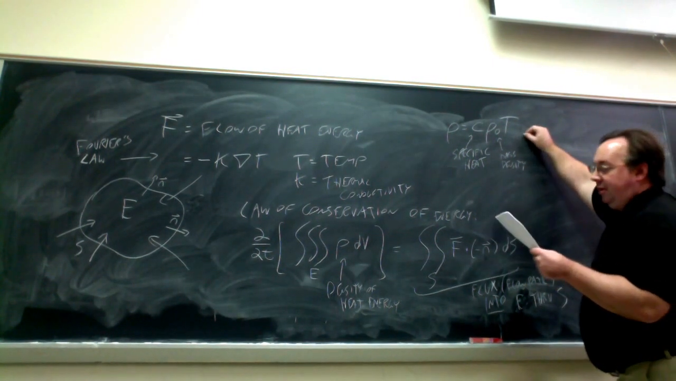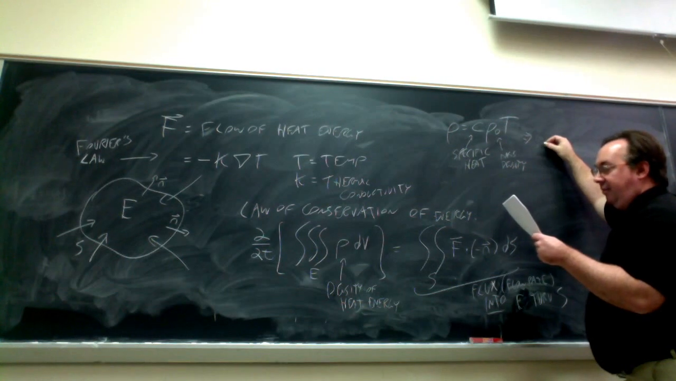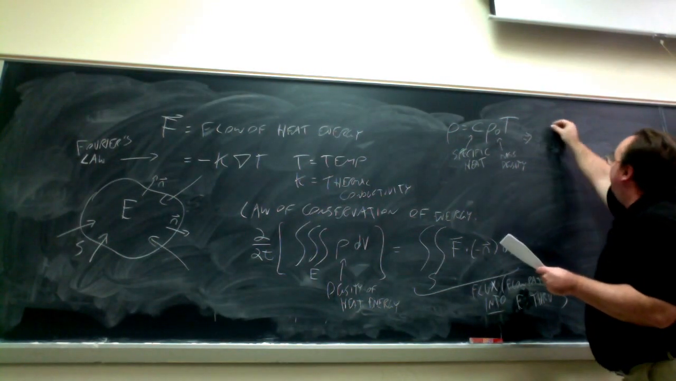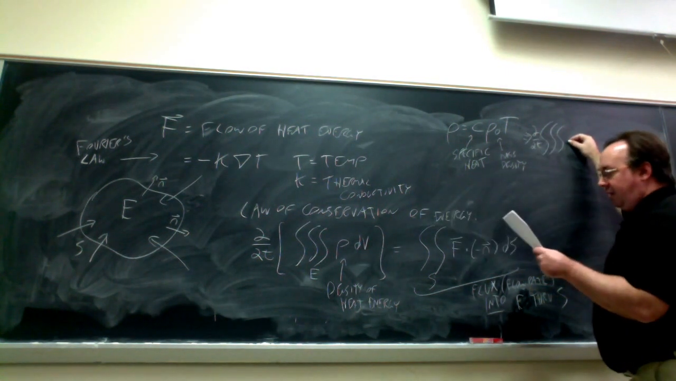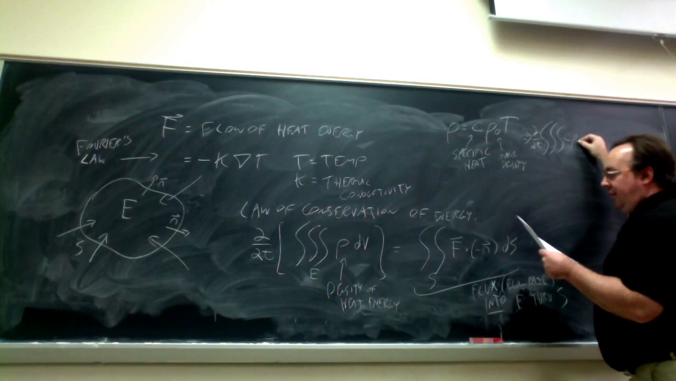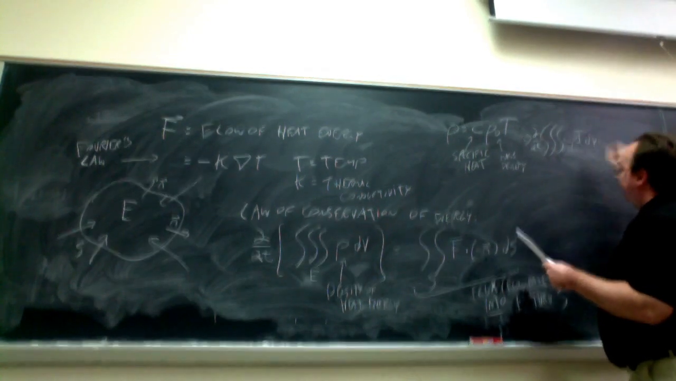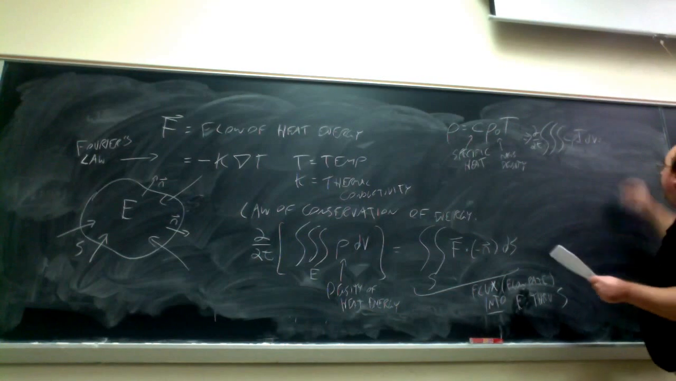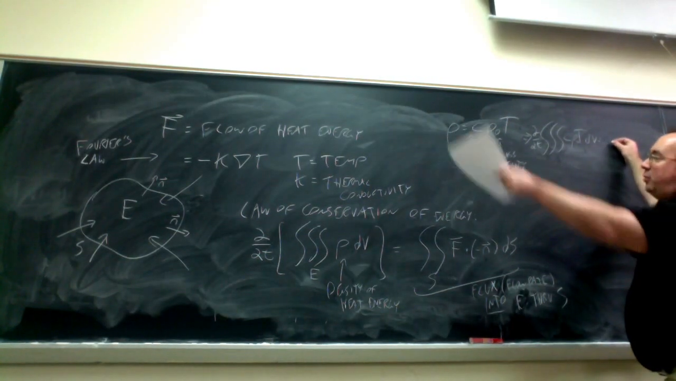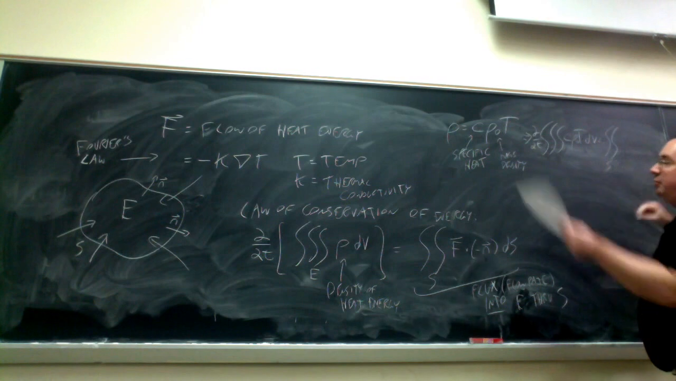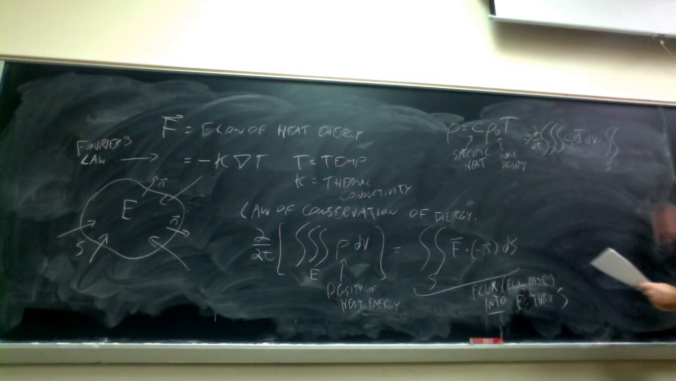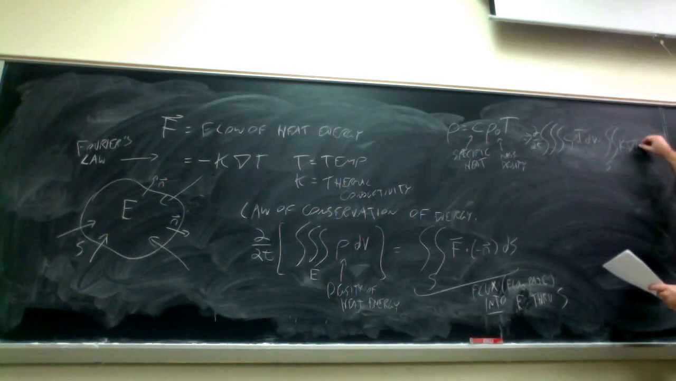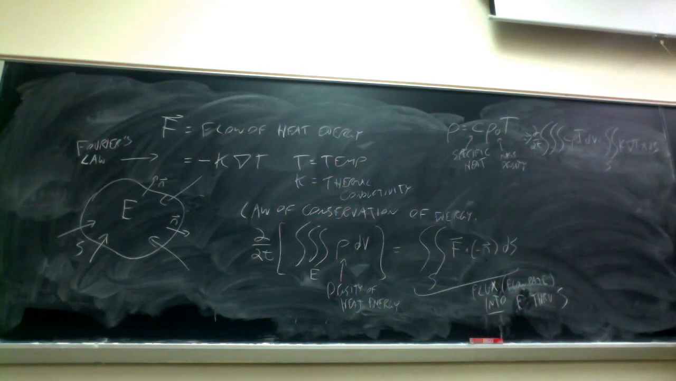So this allows me to rewrite this relationship. On the left side, I can replace rho as C rho naught T, and then the integral on the right side is F; I substitute what F is, K gradient T. And the minus here cancels with the minus down here. So what I have is K gradient of T dot normal vector dS.